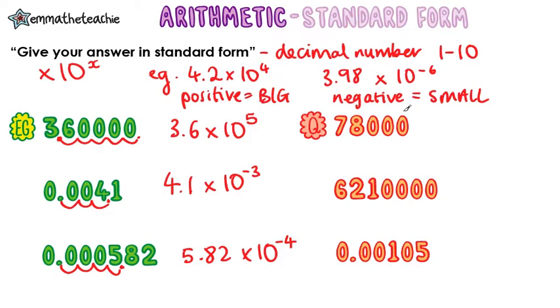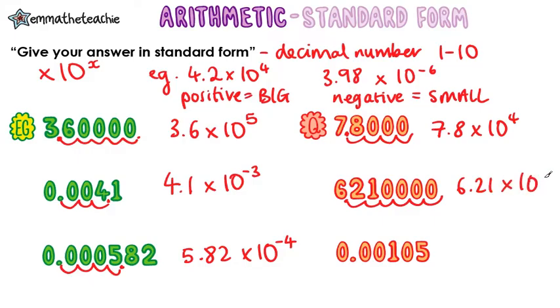Ready? Okay, so for this one, it's 1, 2, 3, 4. So it's 7.8 times 10 to the 4. For this one, it's 1, 2, 3, 4, 5, 6. So 6.21 times 10 to the 6. And here, it's got to go here and be 1, 2, 3. 1.05 times 10 to the minus 3. Check you got that minus.